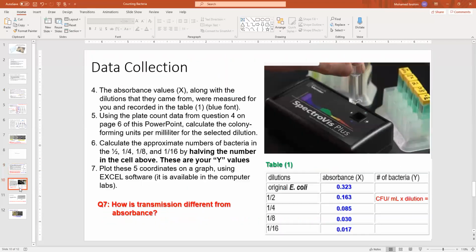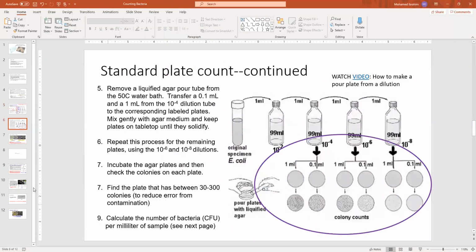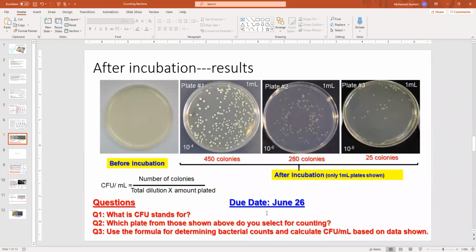And absolutely, this is very, very important: how to measure colony forming unit. Because in your practical I will give you a plate that has a specific number, and I will tell you the dilution from where it comes from, and also how much I used to plate. So I will give you all the information. You just need to put it in your equation and do your math.